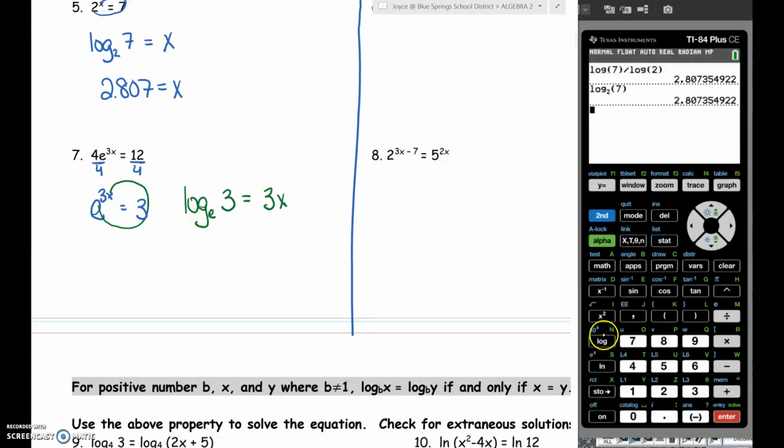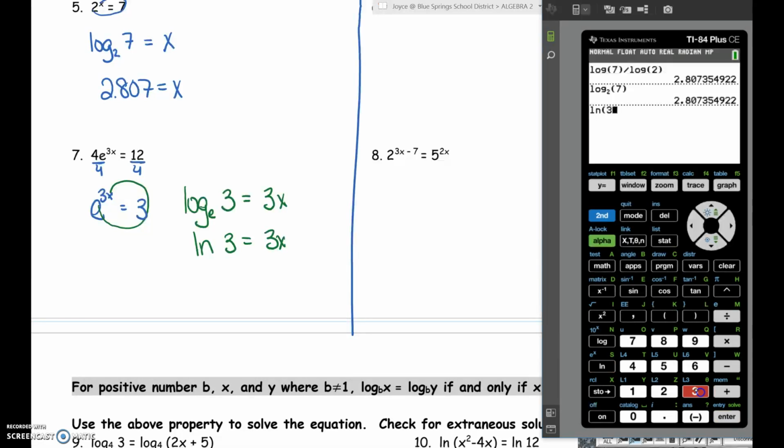Do you remember the other button on our calculator that is similar to the log but isn't exactly the same? ln. Log base E is ln. So we can punch in ln of 3.